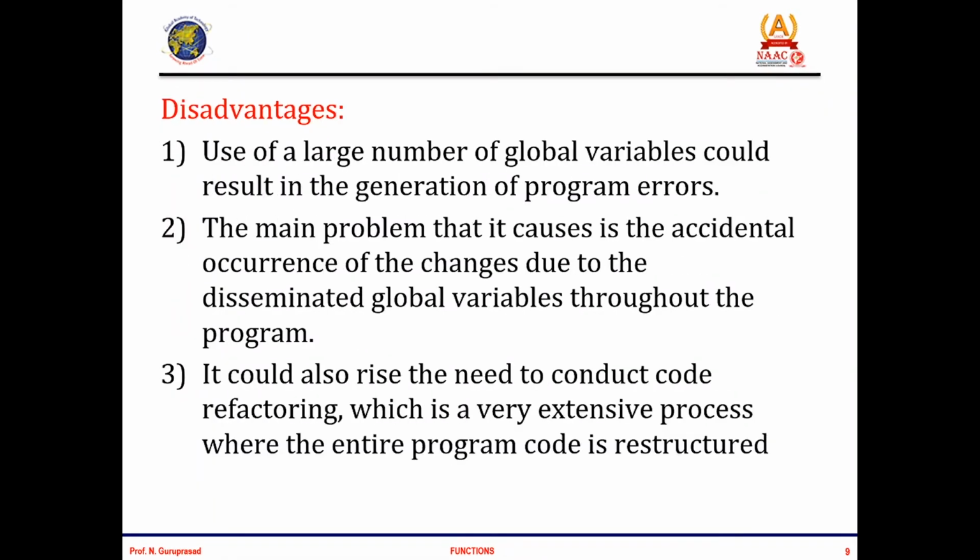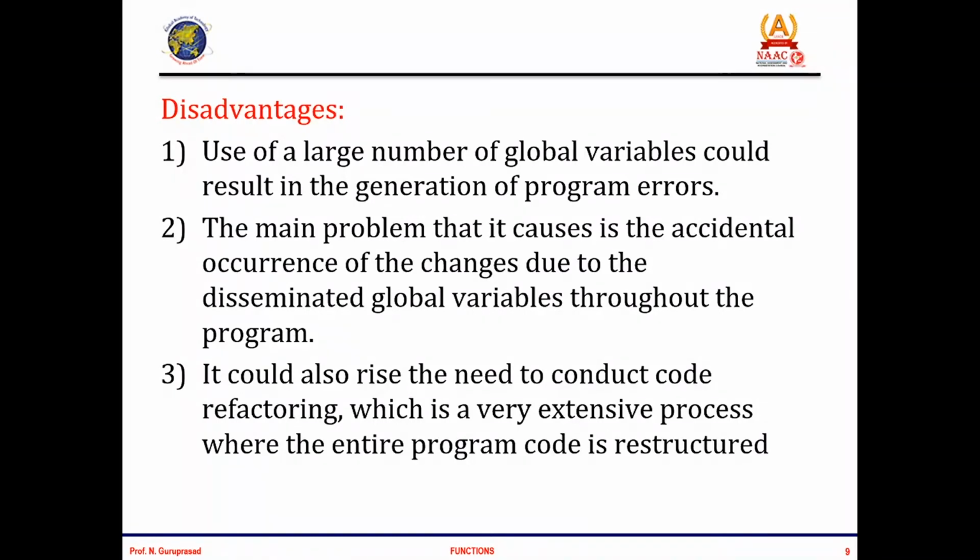Now look at the disadvantages of global variables. The first one, use of a large number of global variables could result in program errors. The main problem it causes is the accidental occurrence of changes due to the disseminated global variables throughout the program. And the third disadvantage, it could also raise the need for code refactoring, which is a very extensive process where the entire program code is restructured.